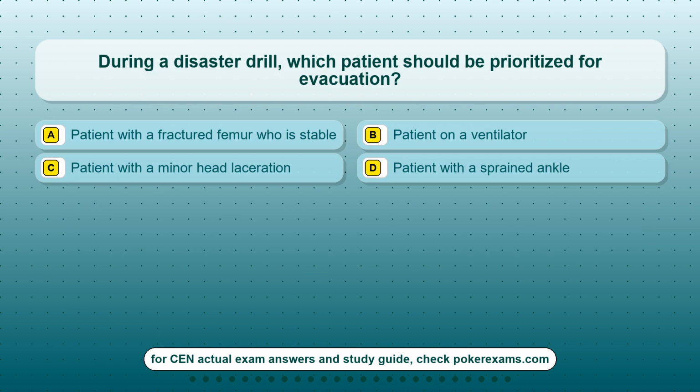Question 20. During a disaster drill, which patient should be prioritized for evacuation? Option A, patient with a fractured femur who is stable. Option B, patient on a ventilator. Option C, patient with a minor head laceration. Option D, patient with a sprained ankle.